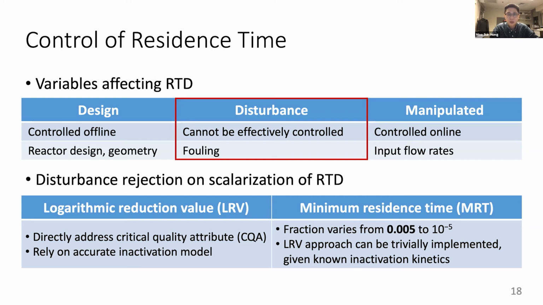However, inactivation kinetics vary from virus to virus, and they are uncertain during the process development stage. So we avoided this uncertainty by utilizing the minimum residence time approach instead. The fraction used for defining minimum residence time varies from 0.005 to 10 to the minus 5 in the literature, and we used 0.005 fraction for this work. At the same time, I would like to mention that a different fraction or even the logarithmic reduction value approach can be trivially implemented with information of inactivation kinetics.